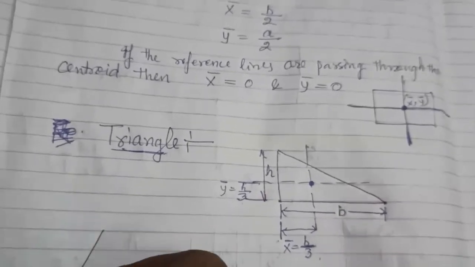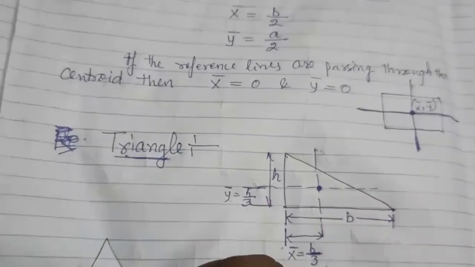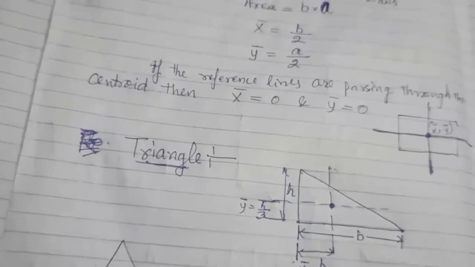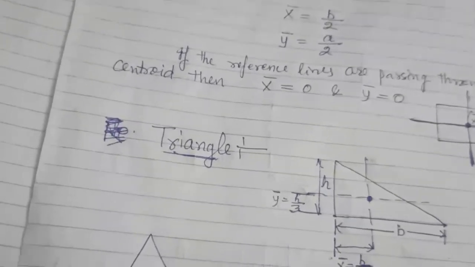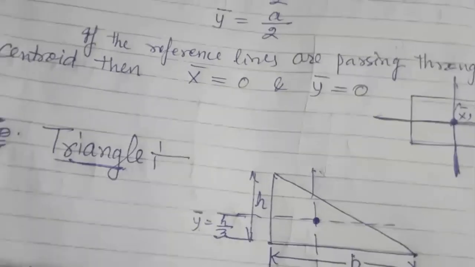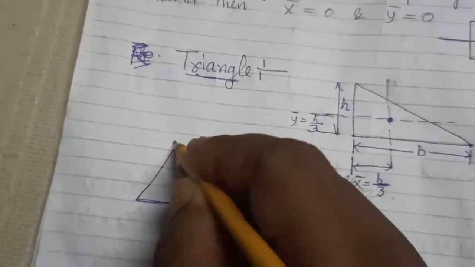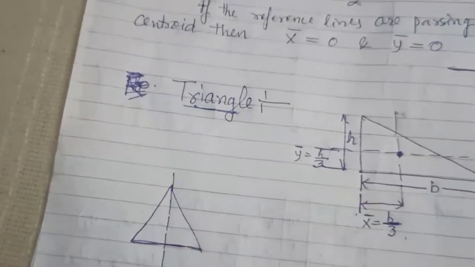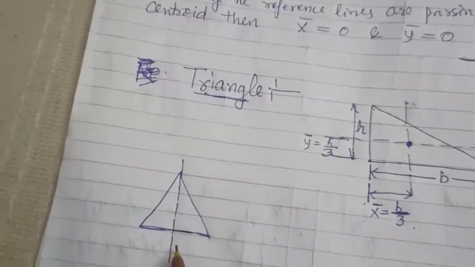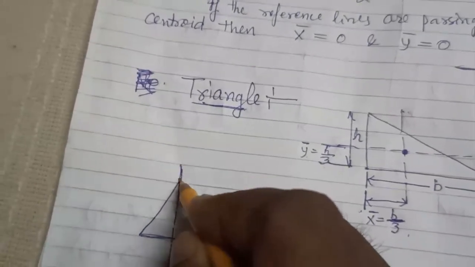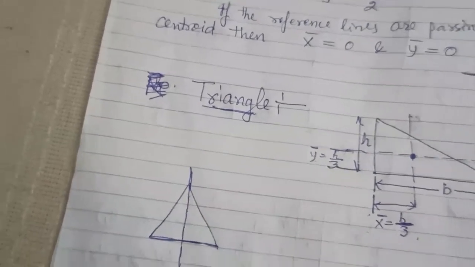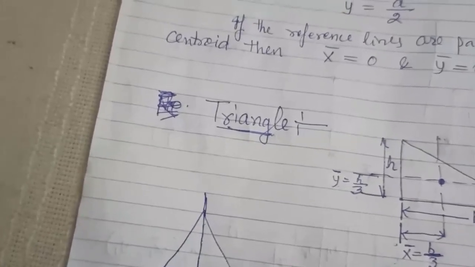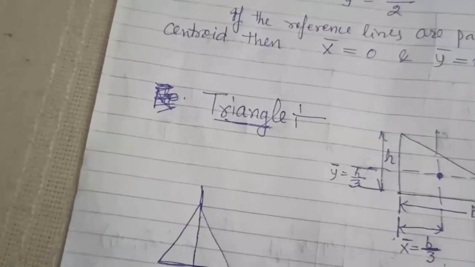Now for a triangle like this, this is a triangle made by two right angle triangles. We can draw a line of symmetry from this. For this triangle, there is a line of symmetry. So in this figure, centroid will lie on the line of symmetry.